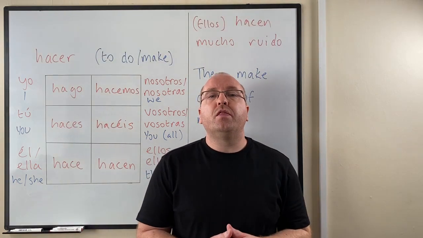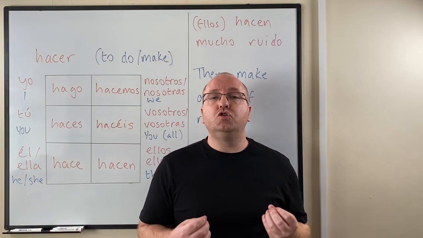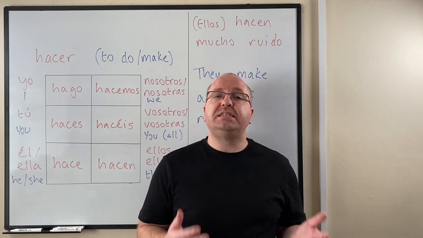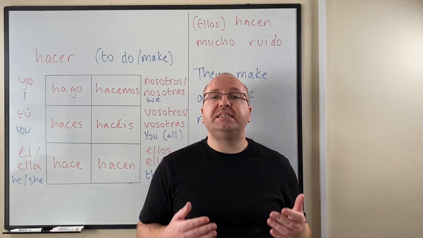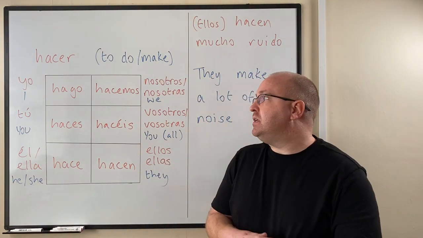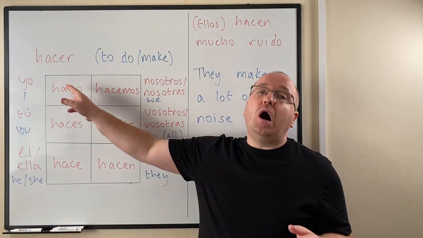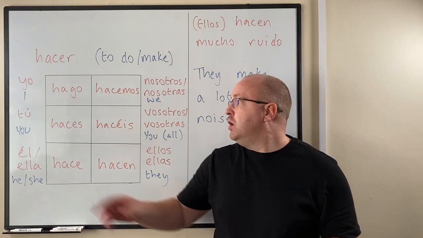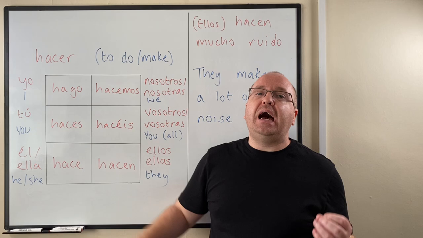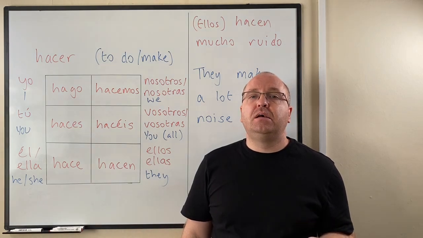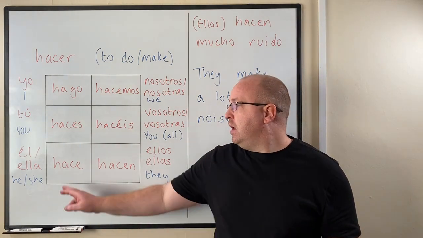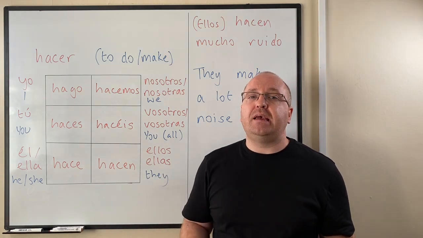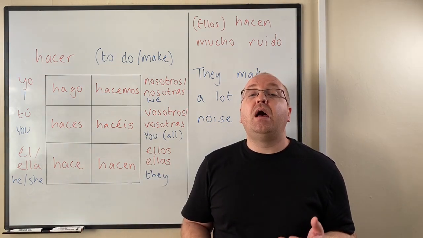Okay, so now we're going to look at the verb to do or to make. Now in Spanish, that's just the one verb, and it's hacer. Now let's look at the conjugated forms. So I do or I make, hago. You do or you make, haces. He or she does or he or she makes, hace.